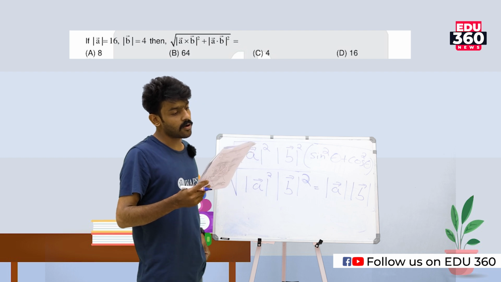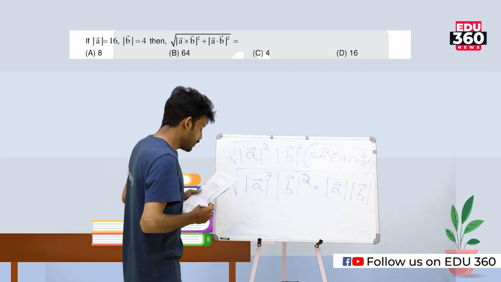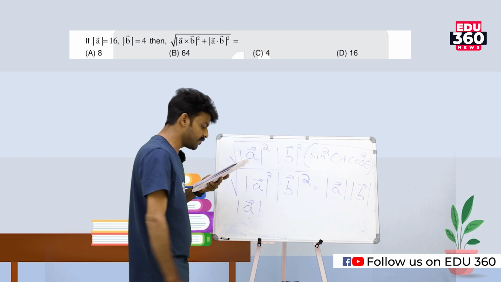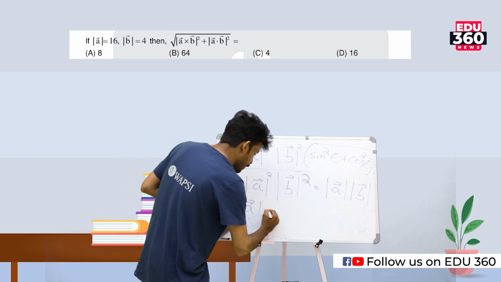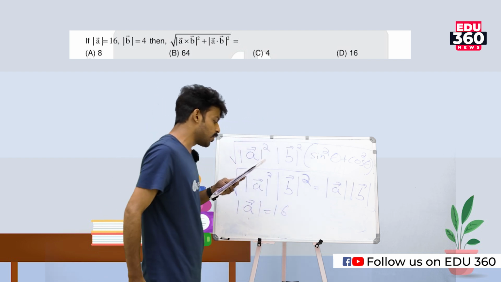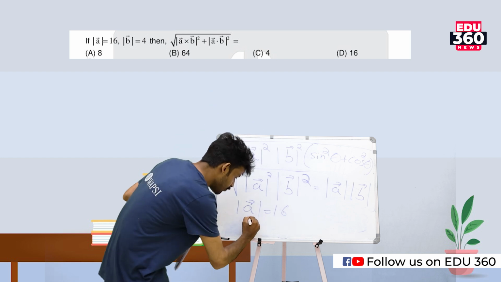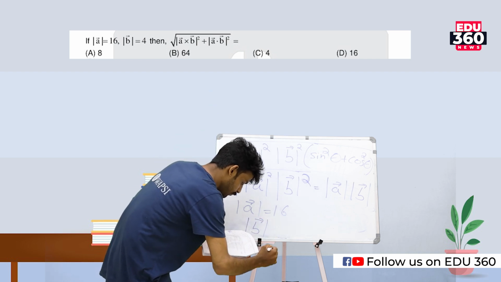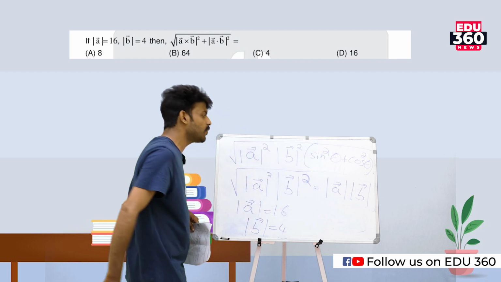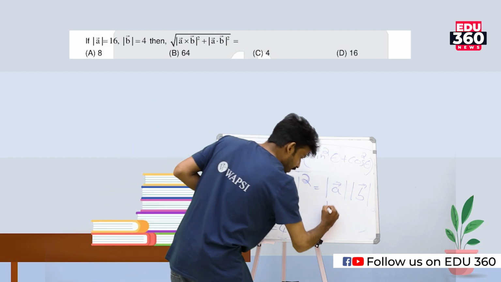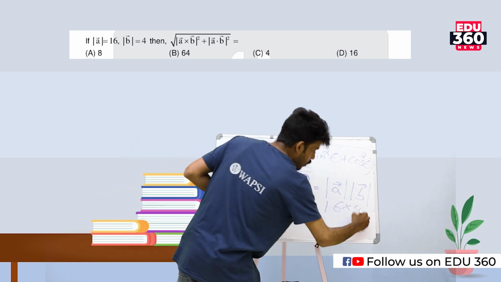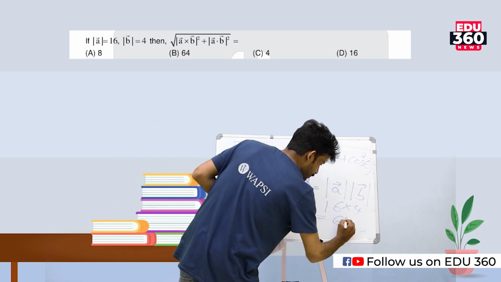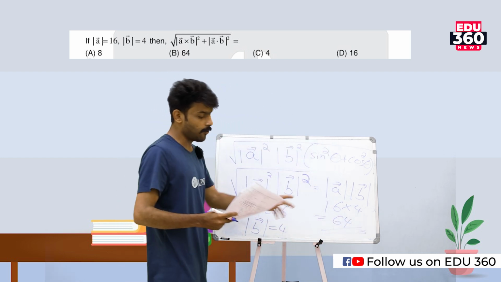In the question itself it is given that the modulus of a vector is equal to 16 and the modulus of b vector is equal to 4. So in the next step, just substitute the values here. That is 16 into 4. What is the product value of 16 into 4? That is equal to 64, the correct answer. So here 64 is the final answer.